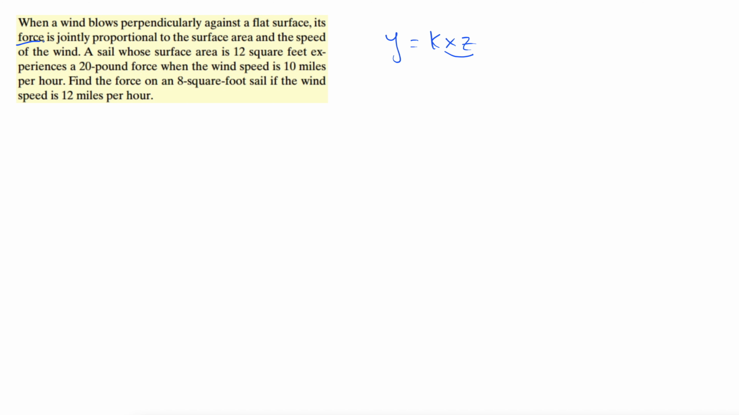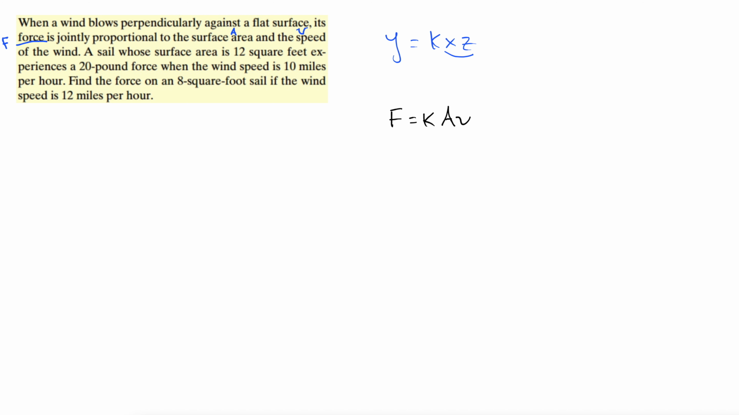We have force, so we'll call that F. Jointly proportional to the surface area, let's call that A for area. And the speed, let's call that V for velocity, so we don't get it mixed up with S for surface area. Carefully choosing our variables here. So that gives us force equals K times A, the area, times the velocity, V.